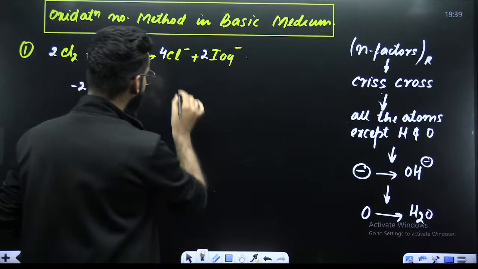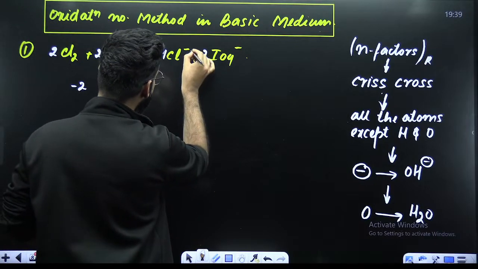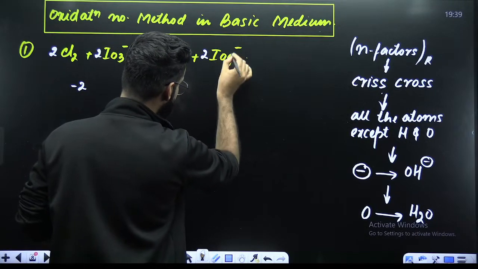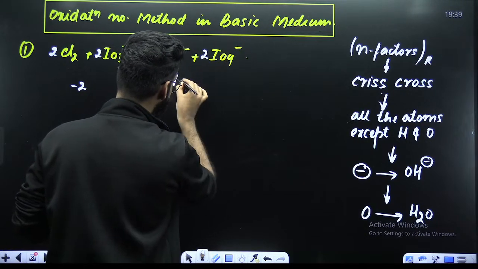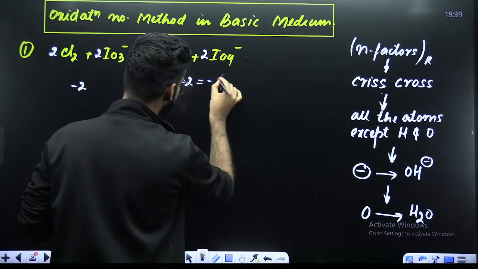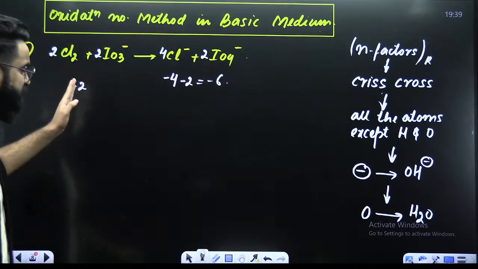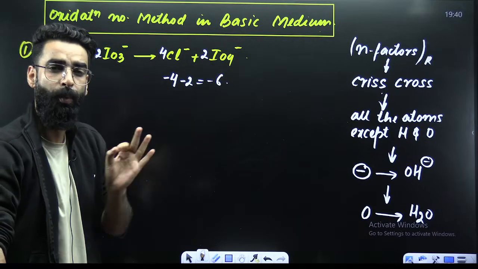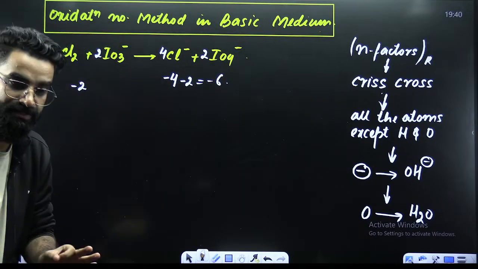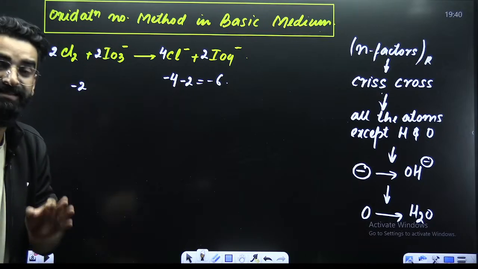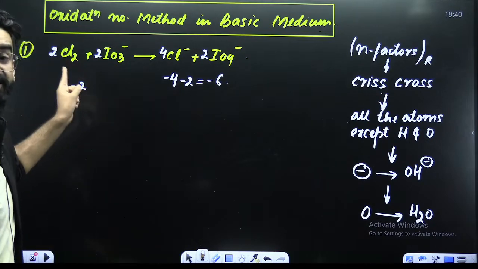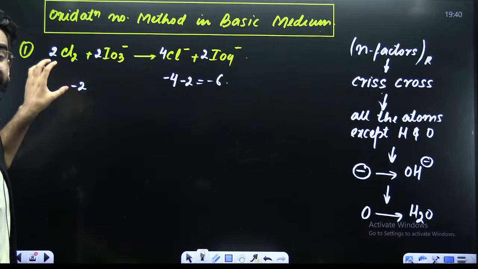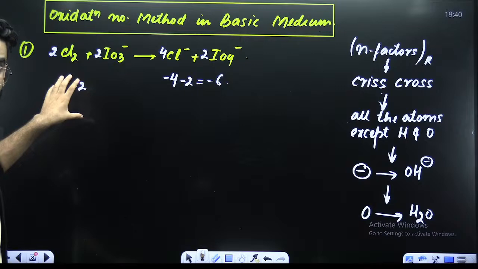Look at the right side. On 1 chlorine, charge is -1. On 4 chlorine, charge will be -4. On 1 IO4, charge is -1. On 2 IO4, charge is -2. So -4 -2 makes it -6. So left side, -2 charge. Right side, -6 charge. Which side is negative charge deficient? Left side is negative charge deficient. How many negative charge deficiencies are there? 4 negative charge deficiencies are there, right?